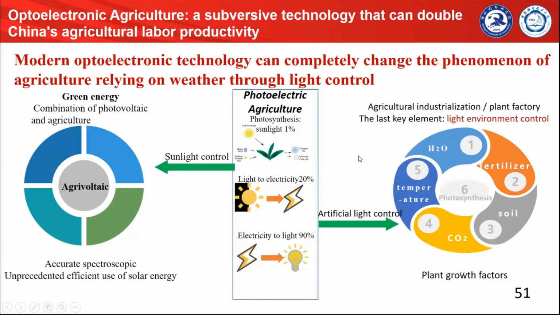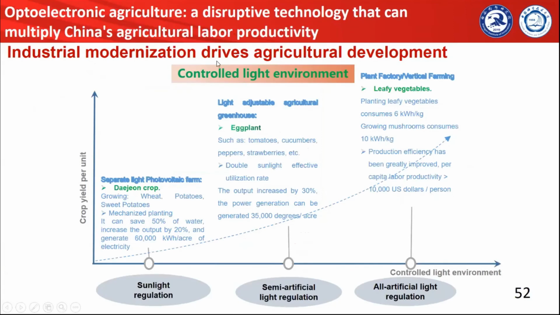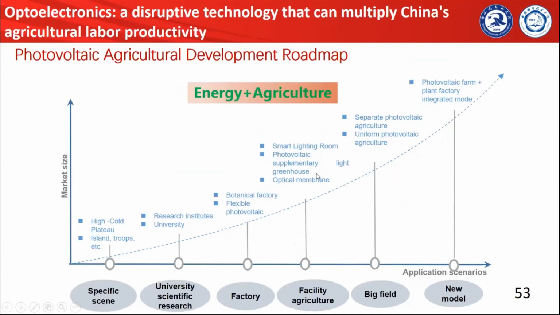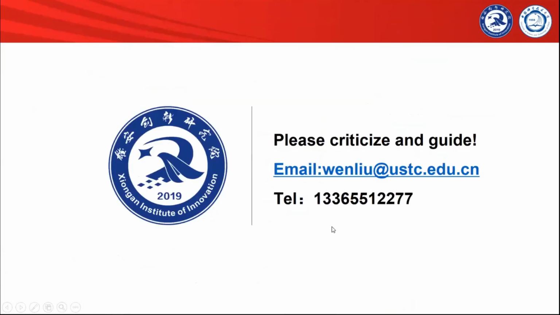Once again, we try to use the optoelectronic industry, good and advanced technology, to help agriculture. So industry modernization helps agriculture development. That's basically our idea. We have a roadmap, and step by step, part of it we have already realized. It seems the concept is right. That's all.